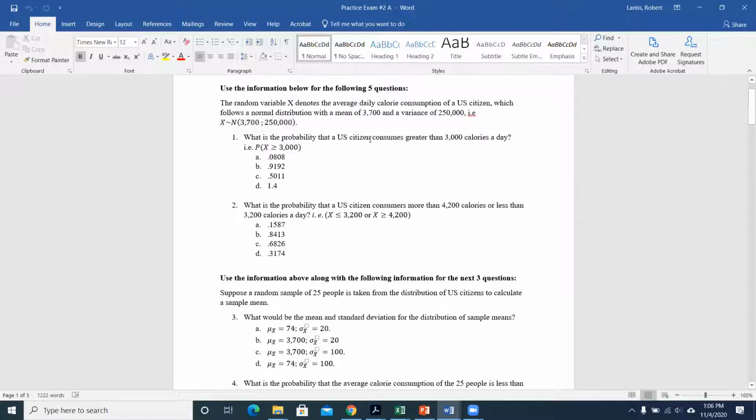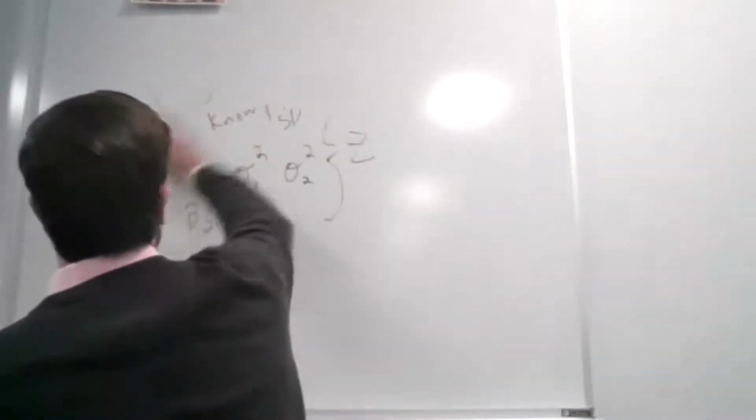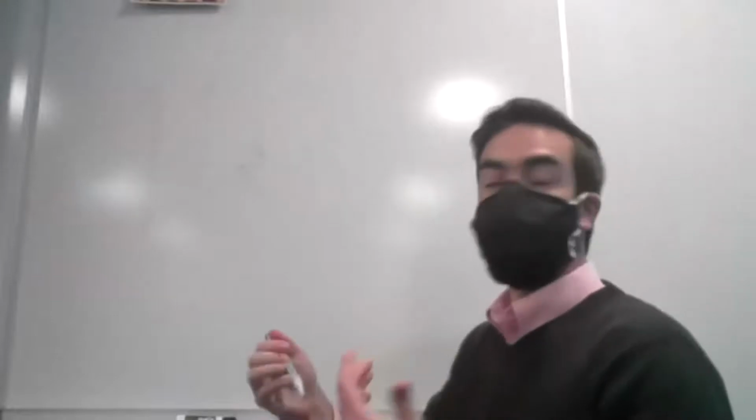What's the probability that someone consumes greater than 3,000 calories a day, right? So we've got the mean is 3,700, variance is 250,000, right? So what we're going to do is think about what this is. It's a normal distribution. It told us that random variable x is normally distributed.